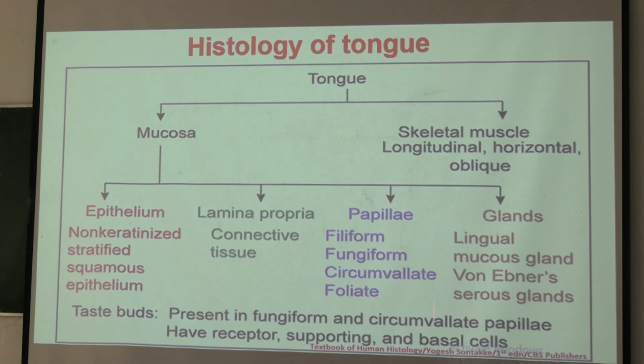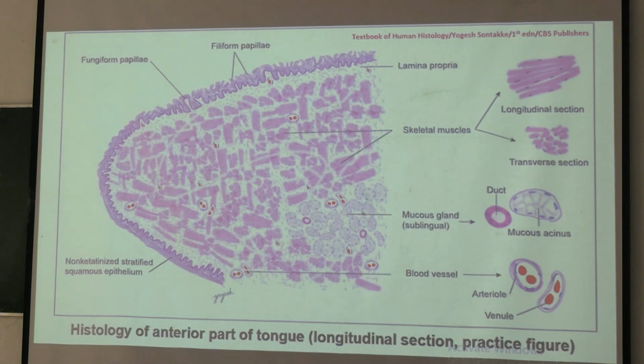And glands are of these types: lingual mucous glands and von Ebner serous glands. So both types of glands are present, serous and mucous. And taste buds are present. They are present in the fungiform and circumvallate papilla mainly, and have receptors, supporting cells and basal cells. A diagram like this we have to draw.